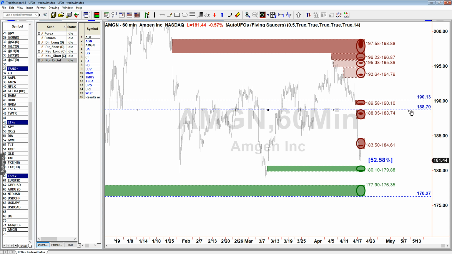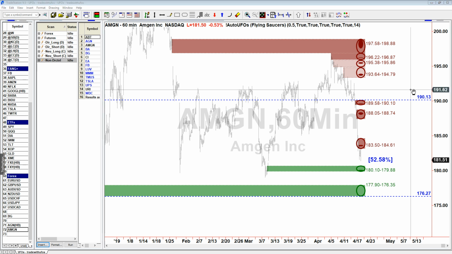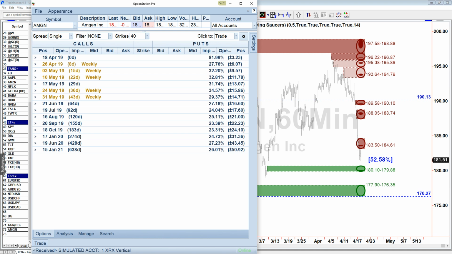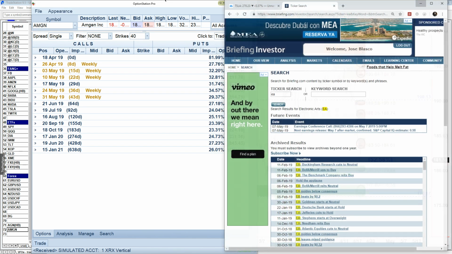But if we do 190, because it's further away, I have a concern in the back of my mind, which is that we may not get paid enough. So let's take a look at the option chain. I want to refresh my memory as well when it comes to earning dates for AMGN.